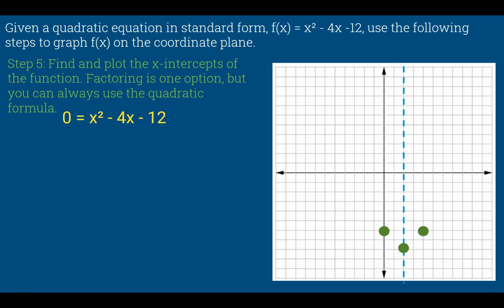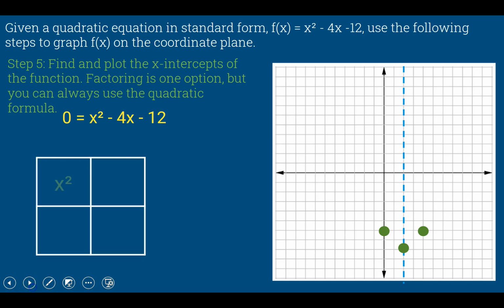All right, step 5 is going to be to get our X-intercepts, which means we're going to have to factor. We have been given x squared minus 4x minus 12. Let's draw our box. What goes in the first square? X squared, and negative 12 goes in the bottom. These numbers have to multiply to give me negative 12, and they also have to add to give me negative 4. What numbers are those?